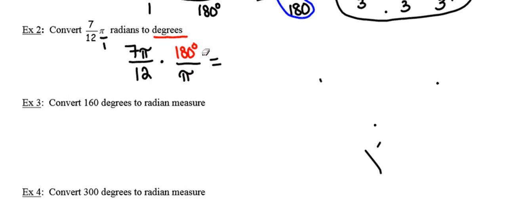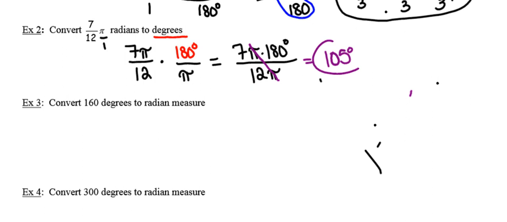And again, I'm simply going to multiply 7 times pi times 180 degrees for my new numerator. And my new denominator becomes 12 times pi. And what's nice and convenient about this is that the pi's will cancel out. And then I'm simply going to get my calculator out and calculate 7 times 180 for the numerator, and I'm going to put that over 12 on the denominator. My calculator tells me that's worth 105 degrees.